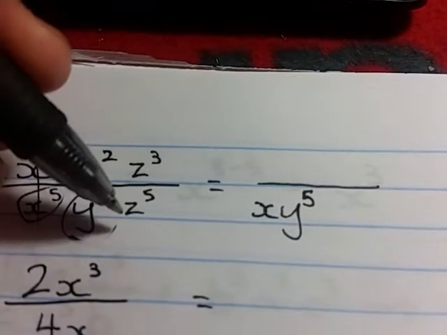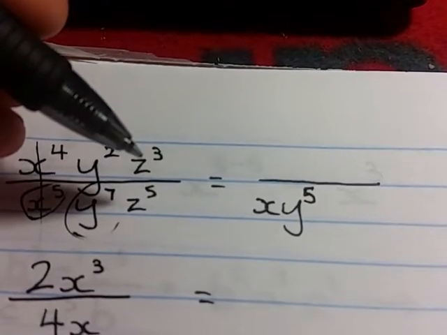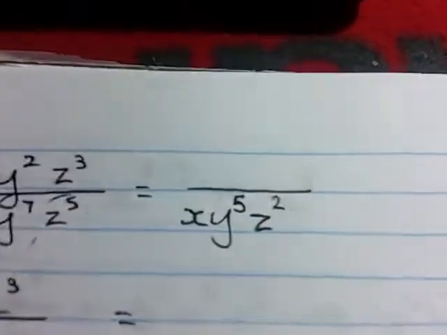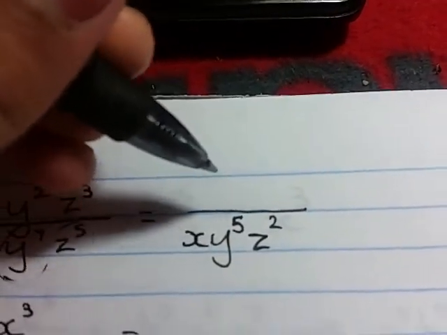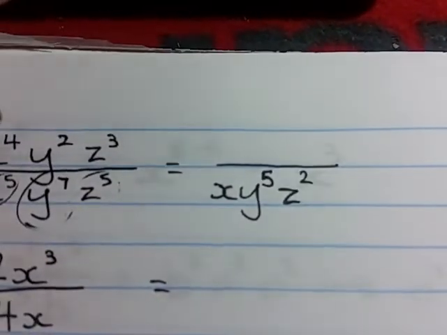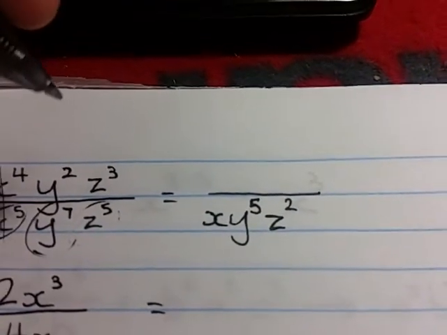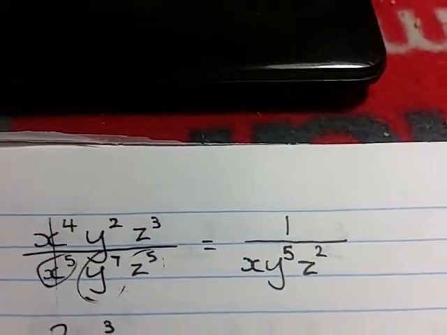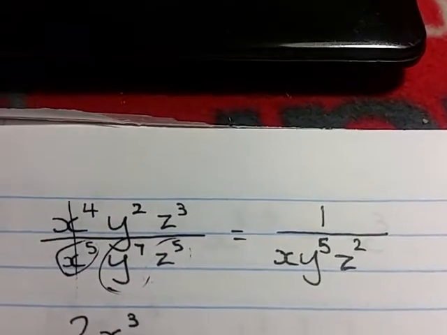And then you have z to the 3 divided by z to the 5. You do 5 minus 3, giving you z to the 2. But where is it bigger? It's bigger at the bottom. So therefore, the z to the 2 will be at the bottom. But what about the numerator? There's nothing there. What do I put? Do I put 0? No. When dealing with empty spaces in a fraction, you don't put 0. You put 1. So your final answer will be 1 over x, y to the 5, z to the 2. And there you go.